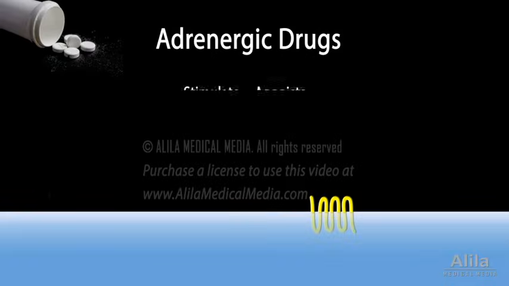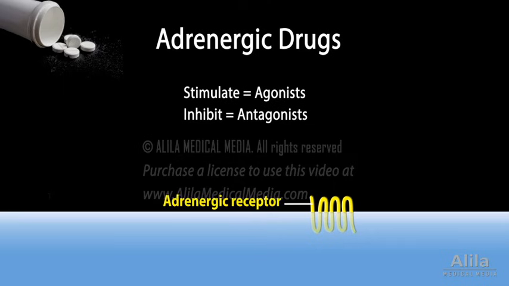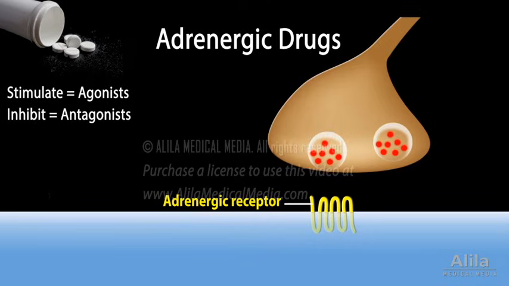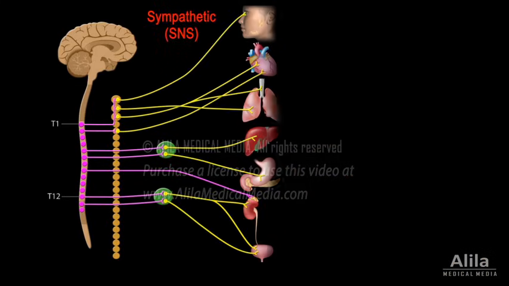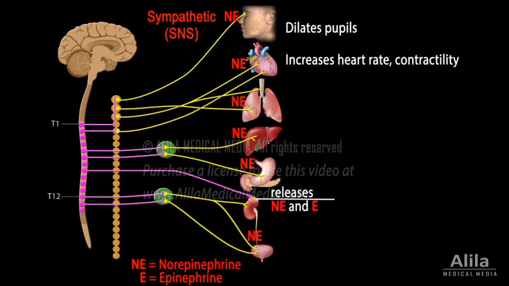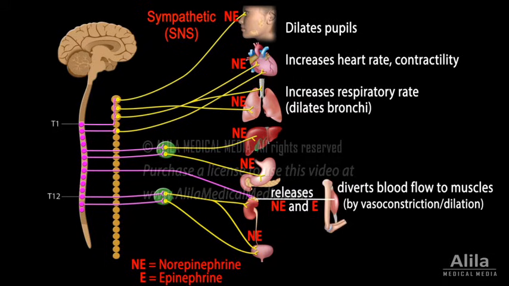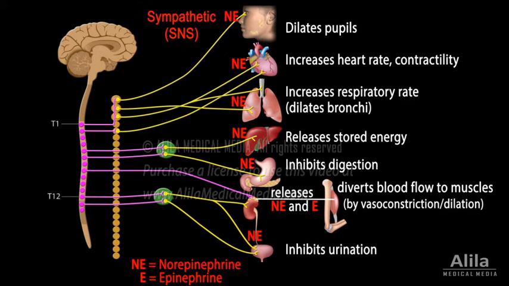Adrenergic drugs are medications that stimulate or inhibit adrenergic receptors. Adrenergic receptors mediate the action of noradrenaline, also known as norepinephrine, and adrenaline, also known as epinephrine. Adrenergic neurotransmission is responsible for the body's sympathetic response, the fight-or-flight state, which dilates pupils, increases heart rate and respiratory rate, diverts blood flow to the muscles, inhibits activities that are not essential in emergency, and releases stored energy. Adrenergic receptors are also active in the central nervous system, in processes such as memory and alertness.